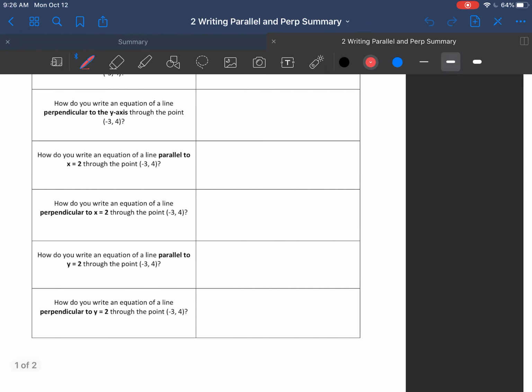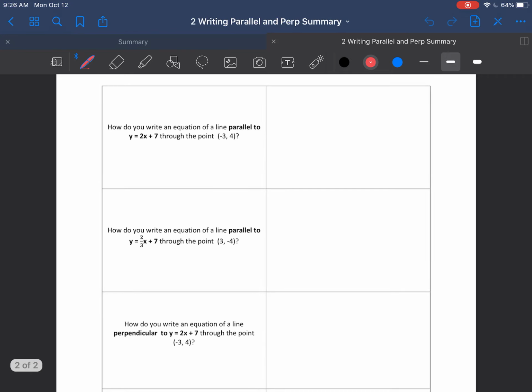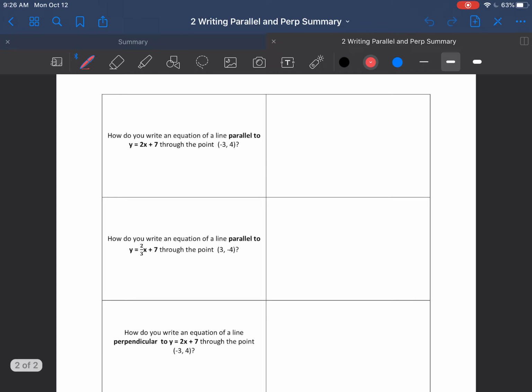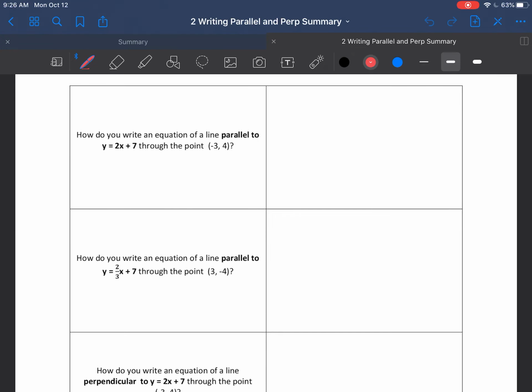So let's start with the back page. Okay, we're going to do the back page very differently than we do the front page, so I want to start with the back page first. Okay, so how do you write an equation of a line parallel to y equals 2x plus 7 and through this point? Okay, parallel, and they're giving us a point.